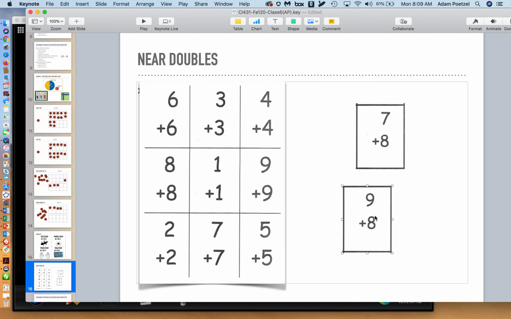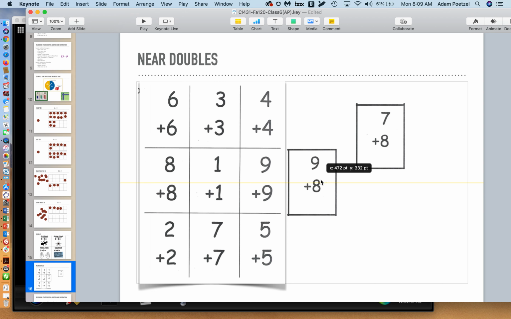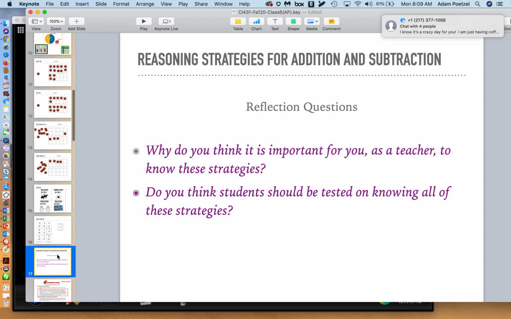With 9 plus 8, I might say, oh, I could do 9 plus 9 is 18. So I know that's the fact I'm going to use, and this is one less. So it is 17. So there's some examples of some different strategies. Lots of them exist. So let's just reflect on this for a second.